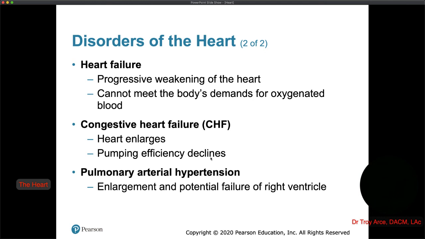You have heart failure, which is progressive weakening of the heart. The heart can't meet the body's demands for oxygenated blood. CHF, congestive heart failure. We see a lot of those patients just as they get older. The heart enlarges and the pumping efficiency declines. Pulmonary arterial hypertension is enlargement and potential failure of the right ventricle.